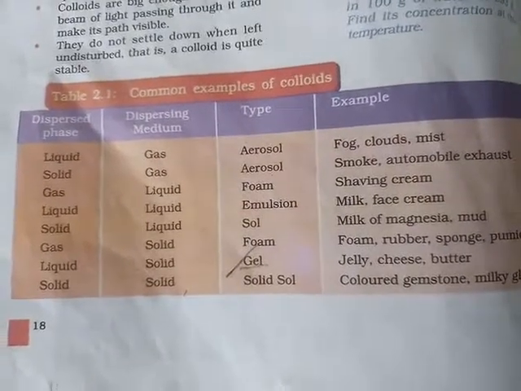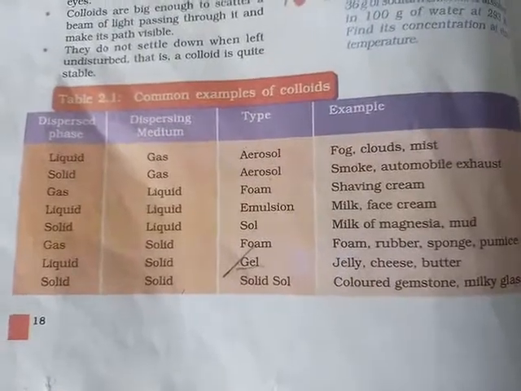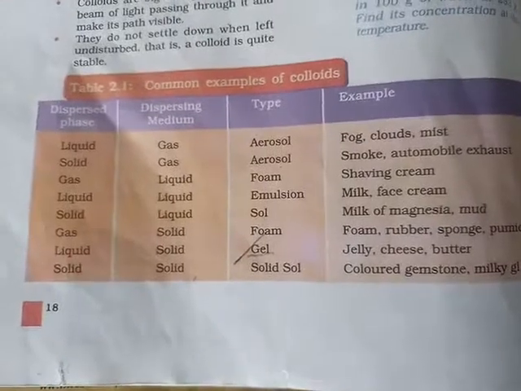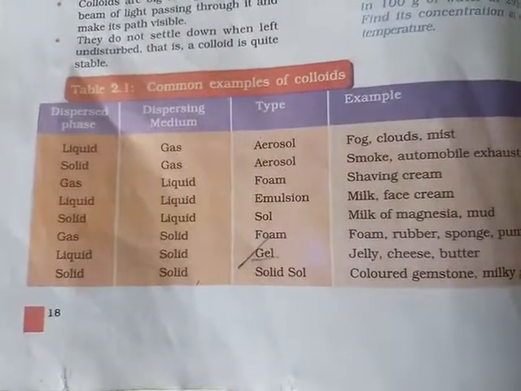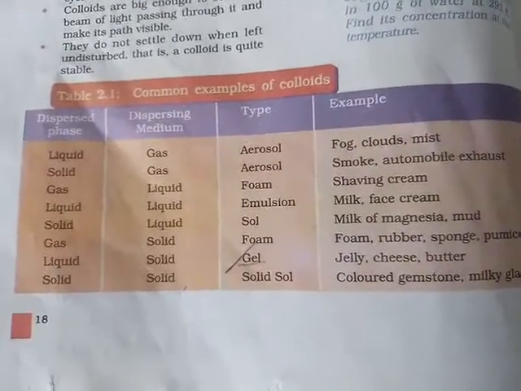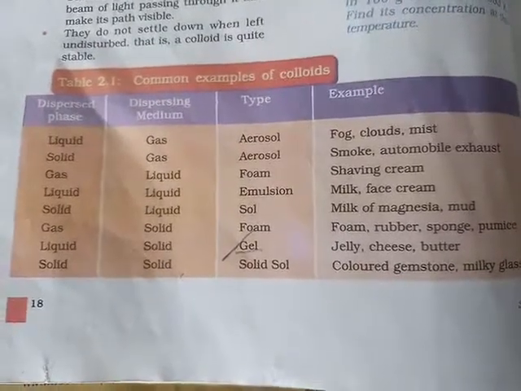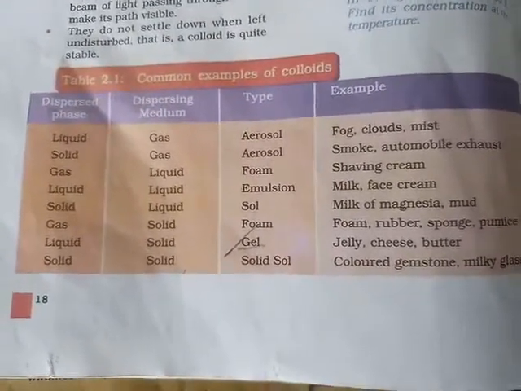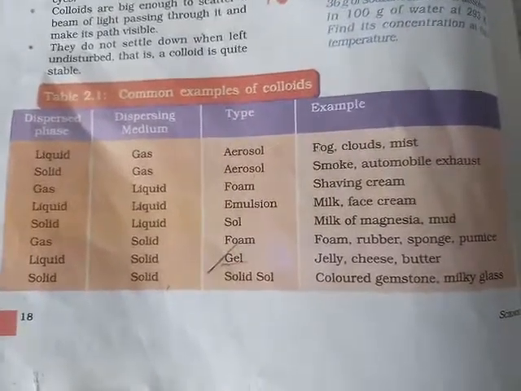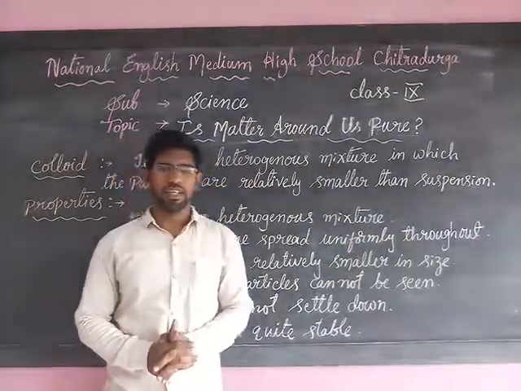Here we can see liquid and gas when mixed together form an aerosol, for example fog, cloud, mist. Like that, the dispersed phase is present in all three states, solid, liquid and gas, and the dispersion medium is also present in all three states. They form different types of colloids such as aerosol, foam, emulsion, sol, gel and solid sol. So these are all the examples of a colloidal solution.